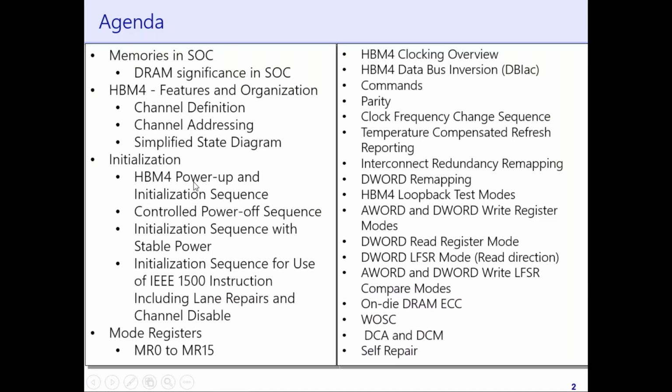Even when we go to HBM initialization power up, we'll discuss all the aspects. Same thing, pretty much every aspect of the training, we'll try to take use case examples and try to understand through those things.